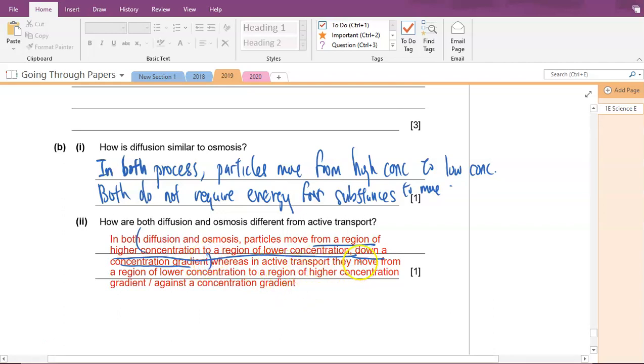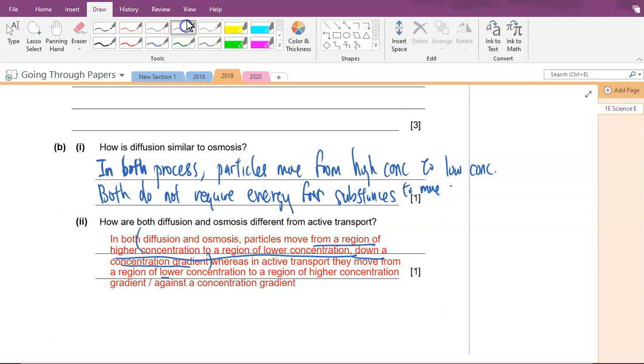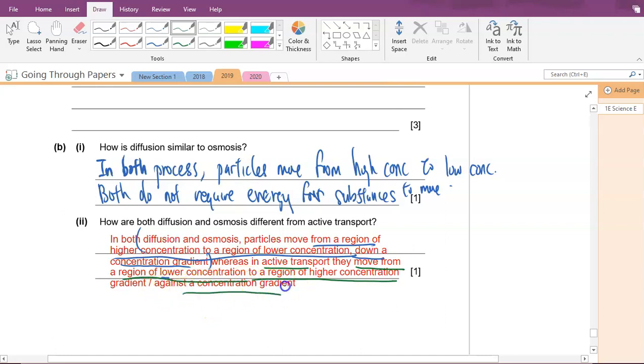But active transport actually is quite interesting. It's the opposite way. So I'll use a different color to show you, green. For active transport, they move from a region of lower concentration to a region of higher concentration. And this is actually against the concentration gradient. So blue is for diffusion and osmosis, green is for active transport. So you can see a clear difference here.